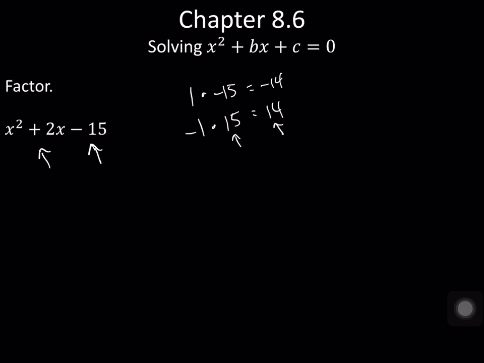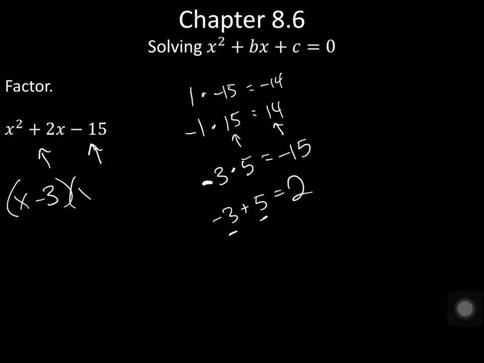I'm still looking for numbers that multiply to give me -15. What about -3 times a positive 5? If I multiply those together, I do get -15. If I add those together, I do get a positive 2. So -3 and positive 5 are my magic numbers. And there is my factored form.